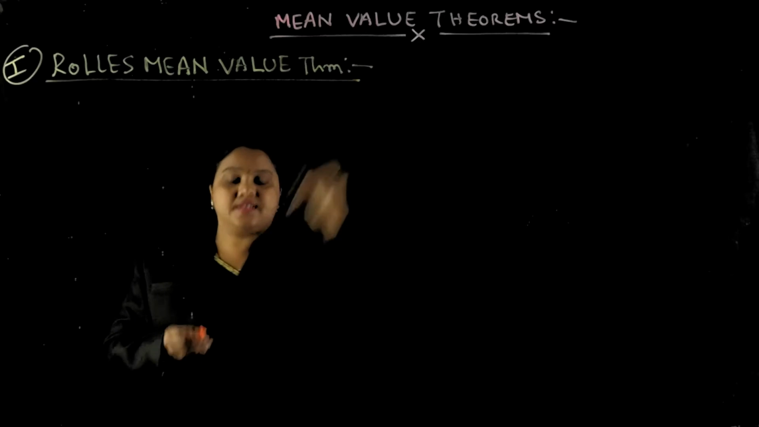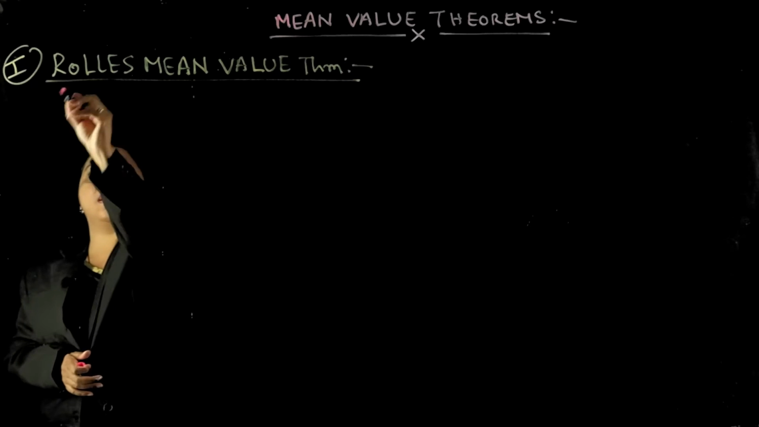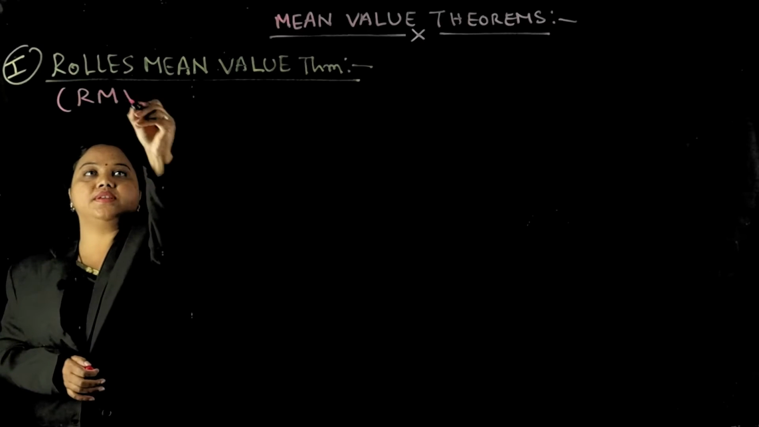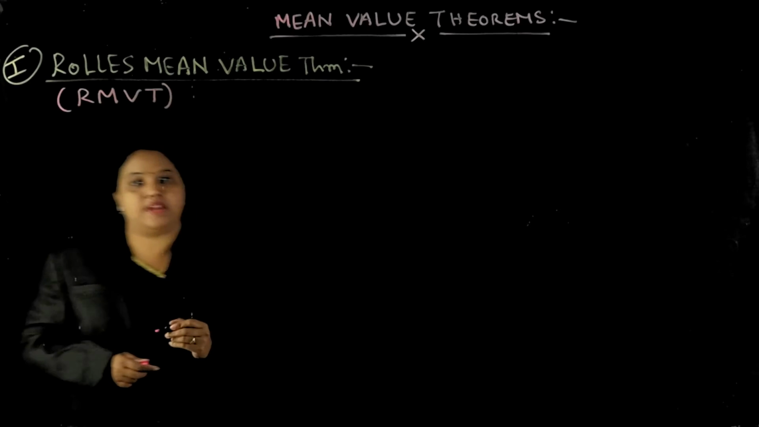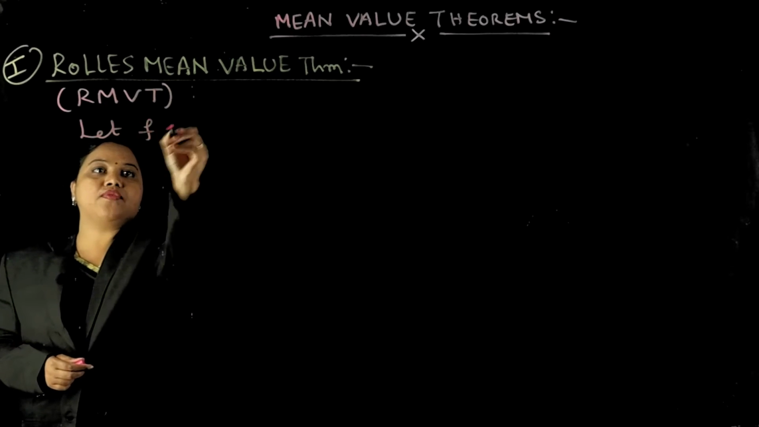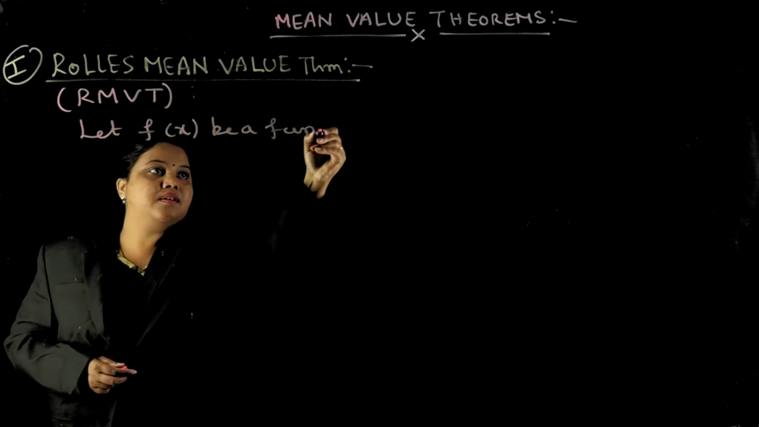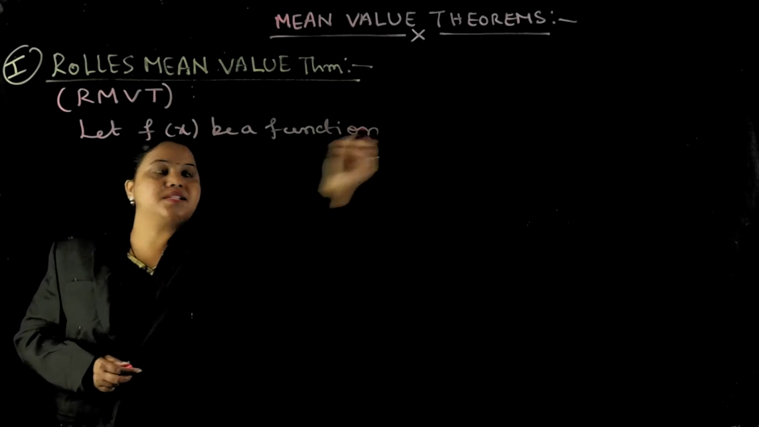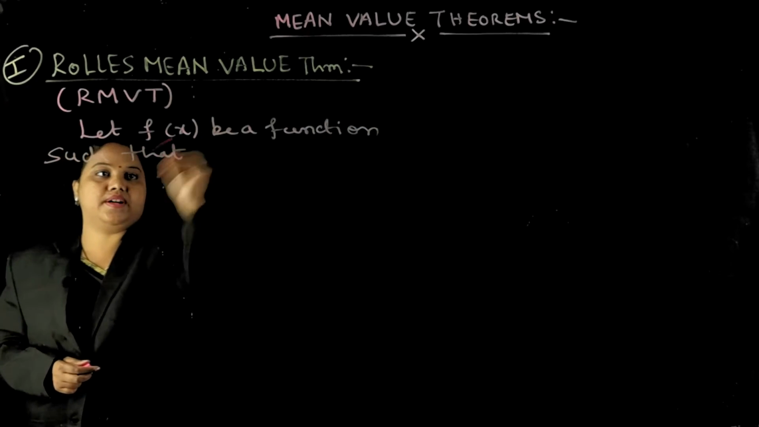For our easier sense, we will be denoting this mean value theorem as RMVT in a short form. So, this Rolle mean value theorem states that let f of x be a function such that it should satisfy three conditions.